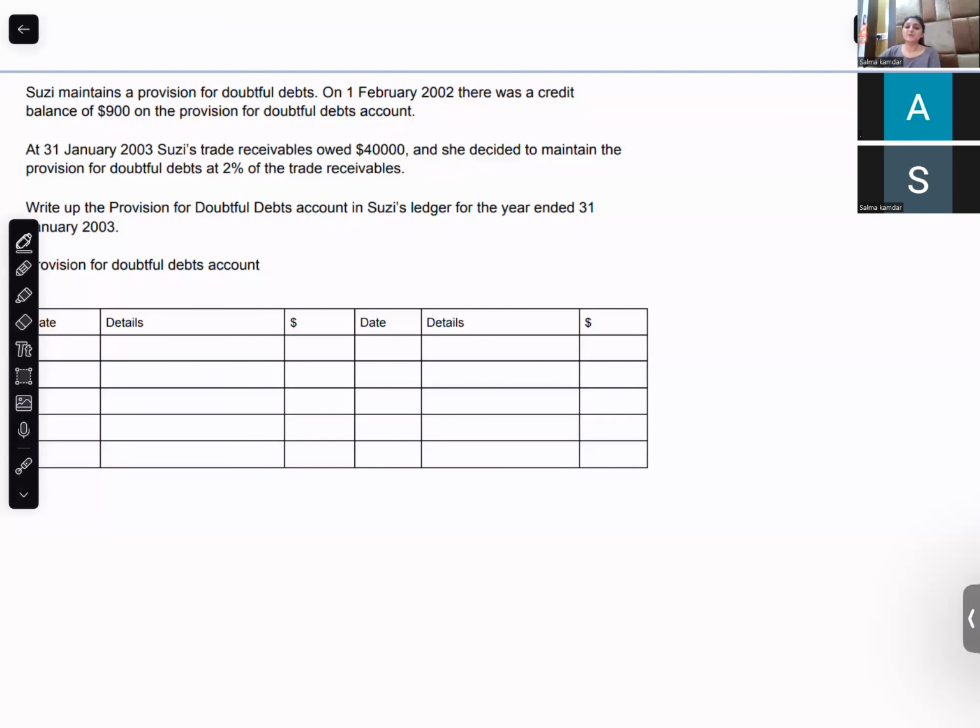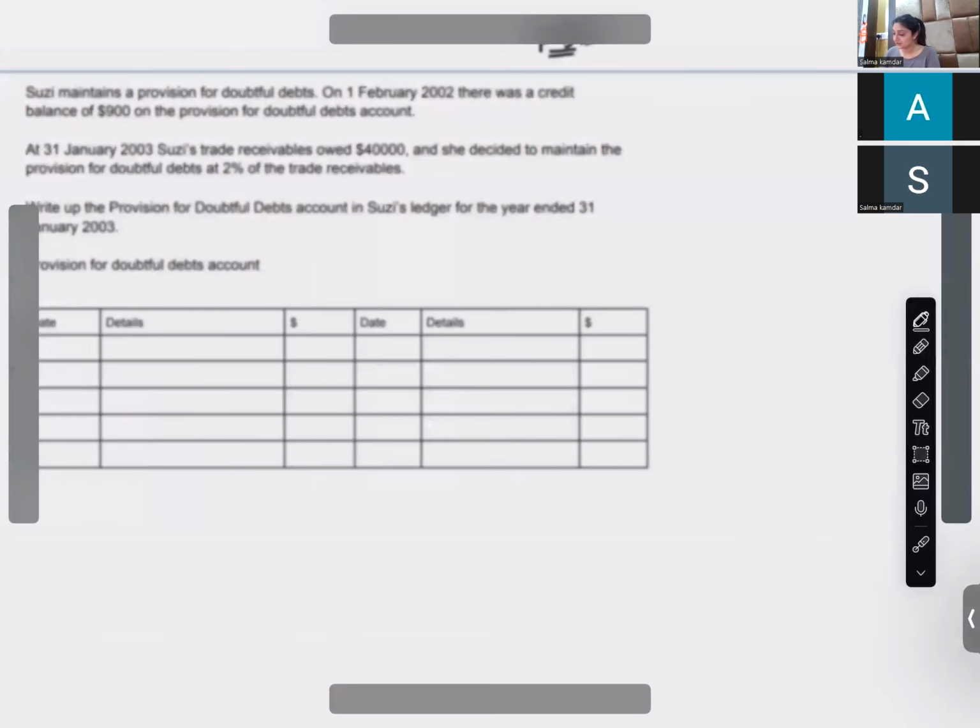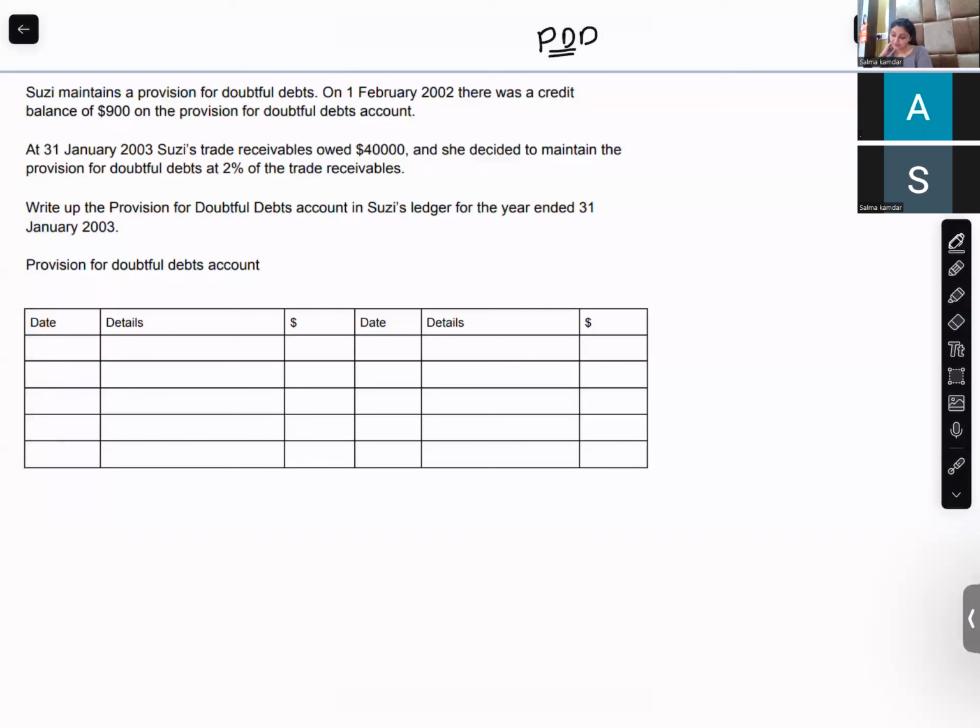Taking a few more sums which are related only to provision for doubtful debts. These are from different papers. Okay, come on. They've asked you to make which account? PDD account. What is the format that you will follow? OCND. Old provision on the credit side and new provision on the debit side.